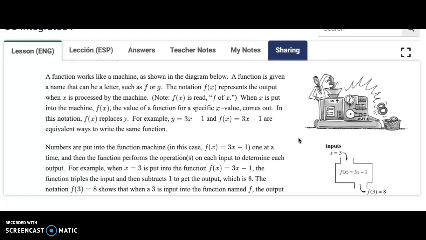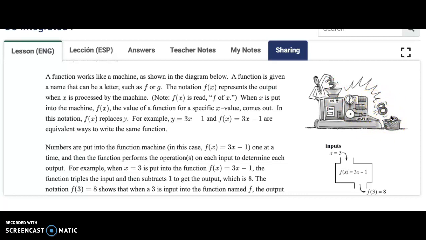When x is put into a machine, f of x, the value of the function for a specific x value comes out. In this notation, f of x replaces y. For example, notice over here we have a little machine. We have a guy, he's taking this machine, he's putting a 3 in, and the answer that he's getting out is going to be an 8.